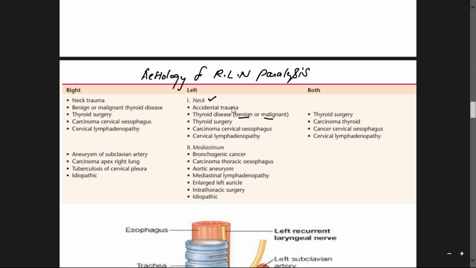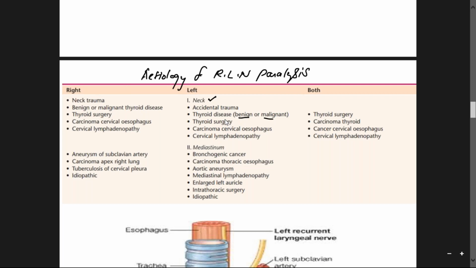I told you about penetrating neck trauma, if it reaches the platysma, when I spoke about laryngeal trauma. So remember accidental trauma, and thyroid disease, benign or malignant, involving the recurrent laryngeal nerve. Any thyroid disease might be malignant, also involving the recurrent laryngeal nerve. Thyroid surgery, as I told you, has a longer course involving the left.